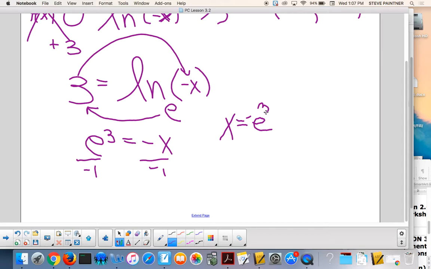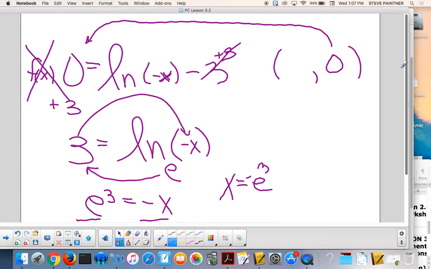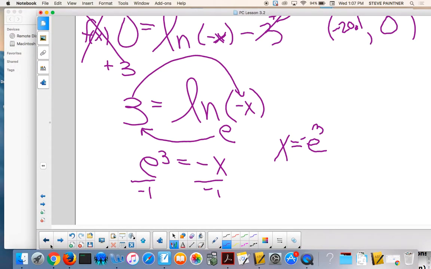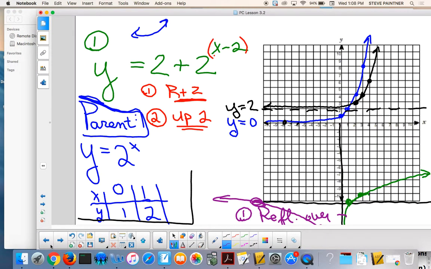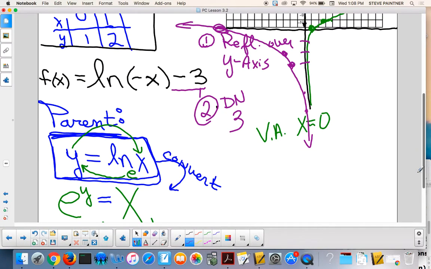Would you type that in for me, please? Negative e to the third is negative 20.1. So if I go back to my graph, it's down here. Okay, so here's the deal, guys. I know my graph doesn't do it very well, but it goes like this, and by the time it actually hits the x-axis, we're already at negative 20.1. Good? I think that's it.